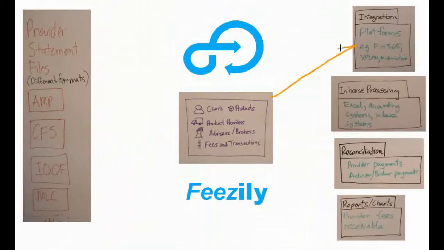So now the data has been gathered into the central database. Feezily can now generate data that can go into the various systems that you need to perform your monthly operations. Be sure to check the other videos where we show you how easy it is to get this data into Feezily and how easy it is to get consolidated data out again.